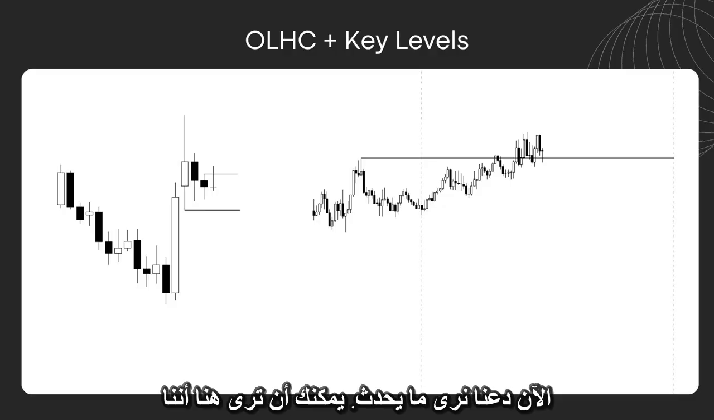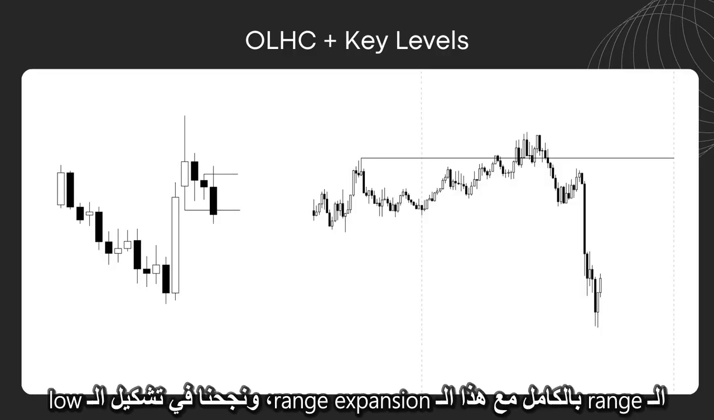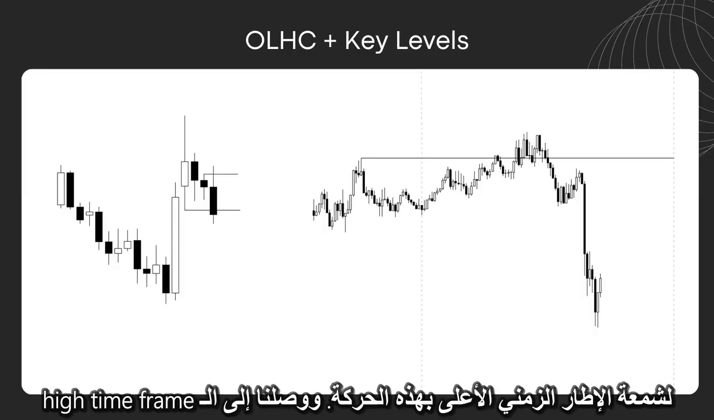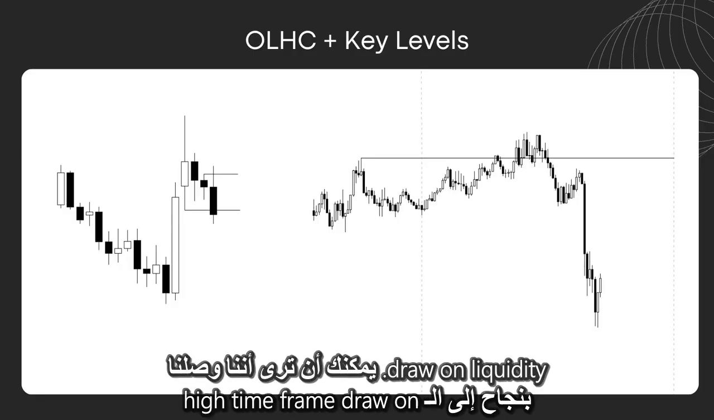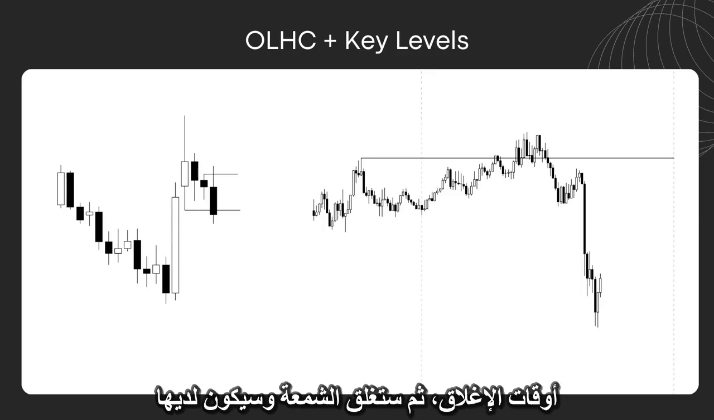Now let's see what happens. You can see right here we neutralized the liquidity by distributing and expanding lower, and we rebalanced the whole range with this range expansion, and we successfully formed the low of the higher time frame candle with this move, and we reached the higher time frame down liquidity. So now we're going to expect price to retrace a bit till the closing times, and then the candle is going to close and it's going to have a reset.